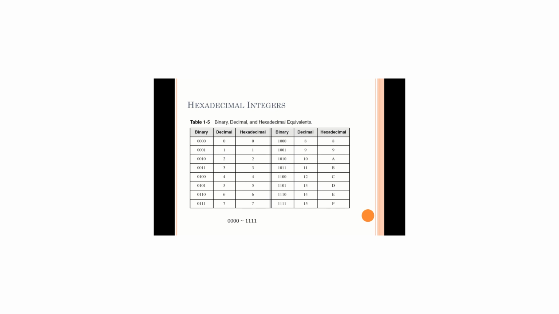So that concludes our video on decimal representation and conversion between decimal numbers and binary numbers. In the next video, we'll talk about hexadecimal integers, which is based on number 16.